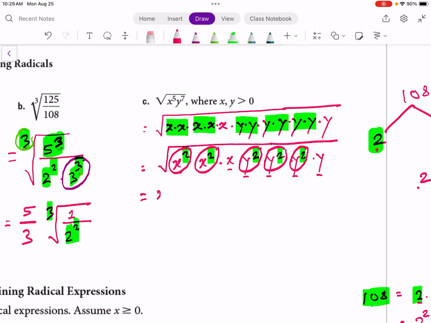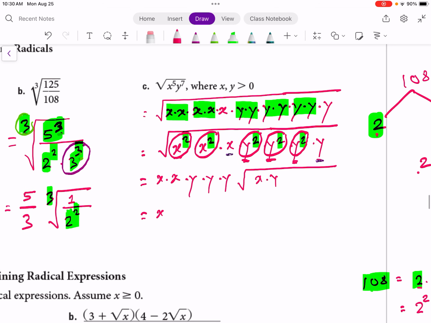So x times x, so from here you take y, from here y comes out, from here y comes out, and under the square root, so what are left? So we have x and this y are left. So x times y. So let's simplify. x times x is x square, y times y times y is y cube, square root of x y. And this is our final answer.